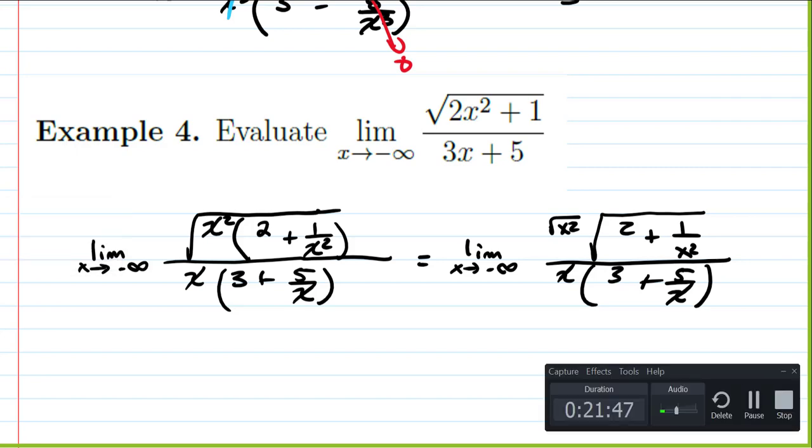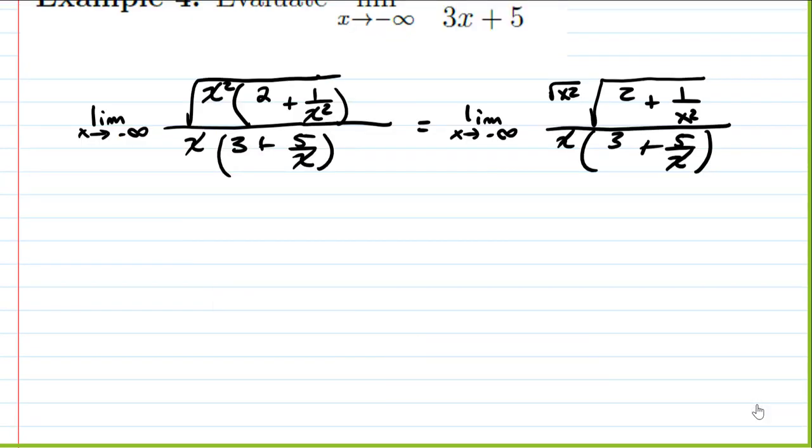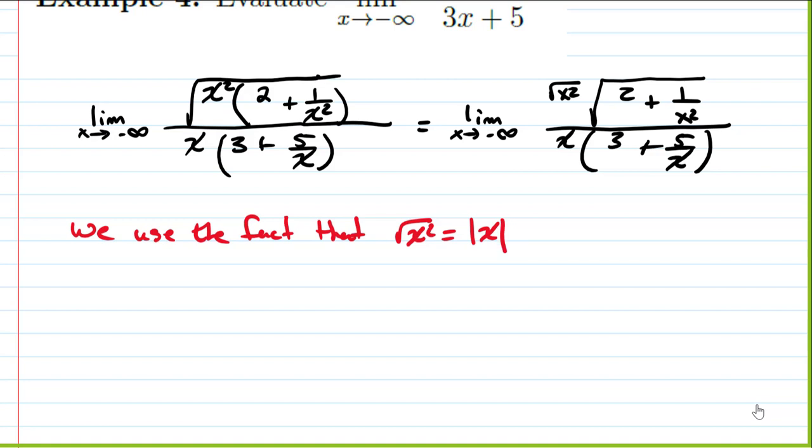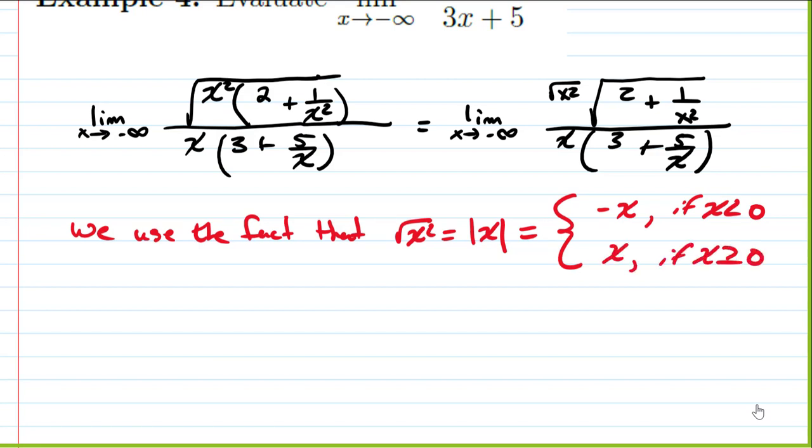Let's take a sidebar for a second. Well, we're going to use the fact the square root of x squared is equal to the absolute value of x. And then in a previous section, we defined the absolute value of x as a piecewise function. It's negative x if x is less than 0, and it's positive x if x is greater than or equal to 0. So now we need to simplify this piece right here.